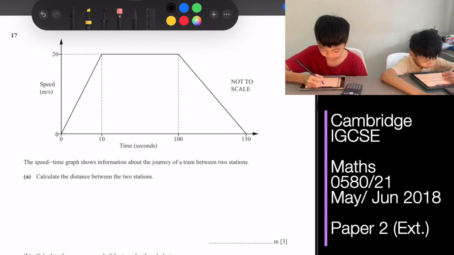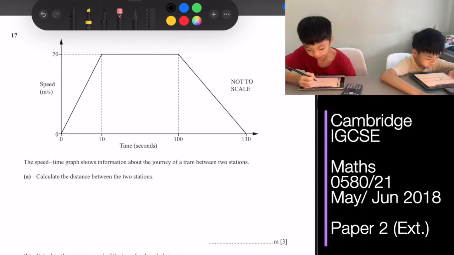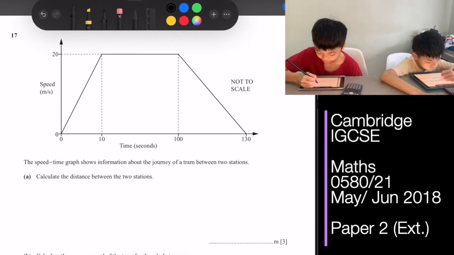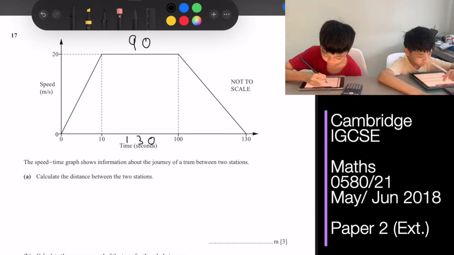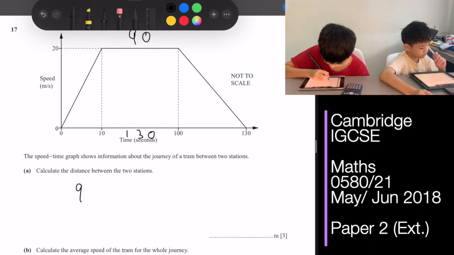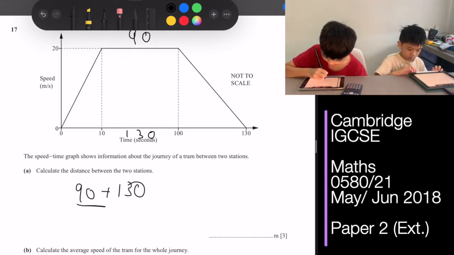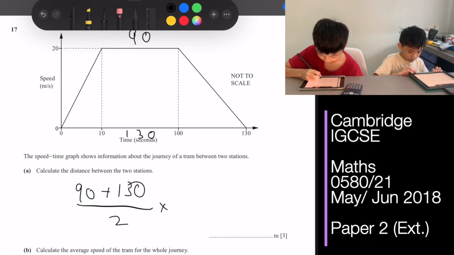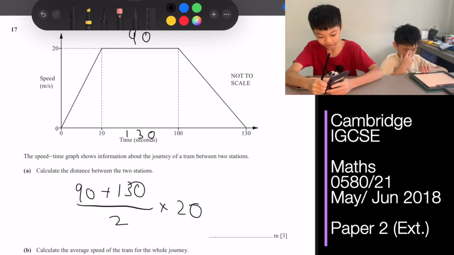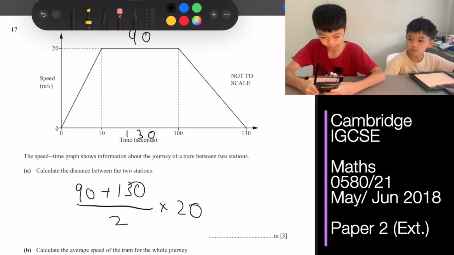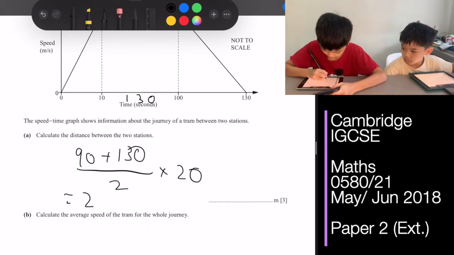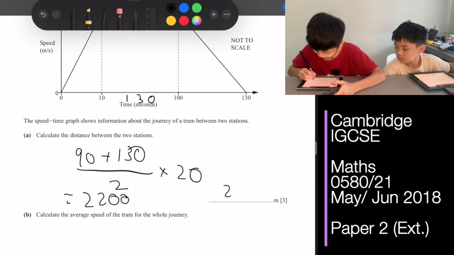Okay, to find it, you could always just cut them into segments and then add up the whole area. But I'm going to calculate the whole thing in one go. So this is A, this is 90, this is 130, and then the height is 20. So 90 plus 130, divided by 2, multiply 20. Okay, then we'll calculate that. So 90 plus 130 divided by 2 multiply 20. 2,200.